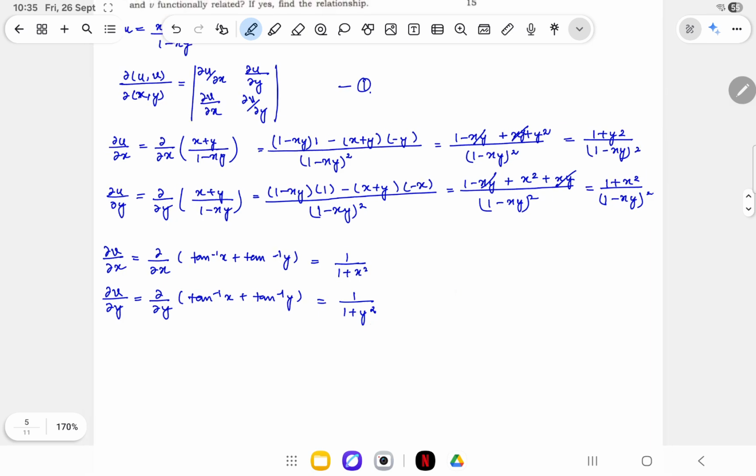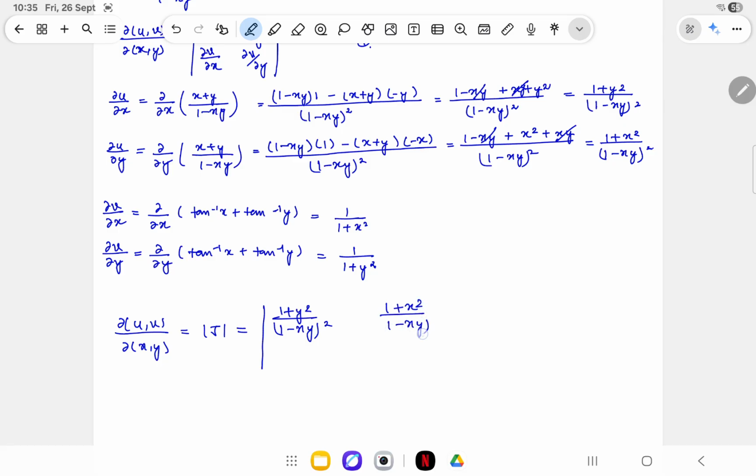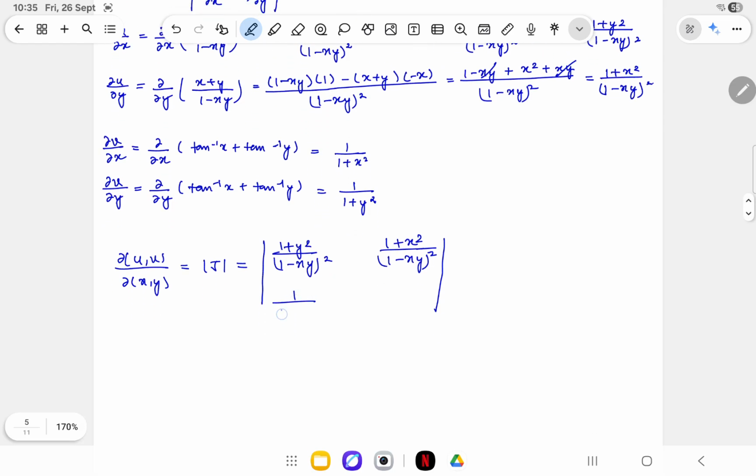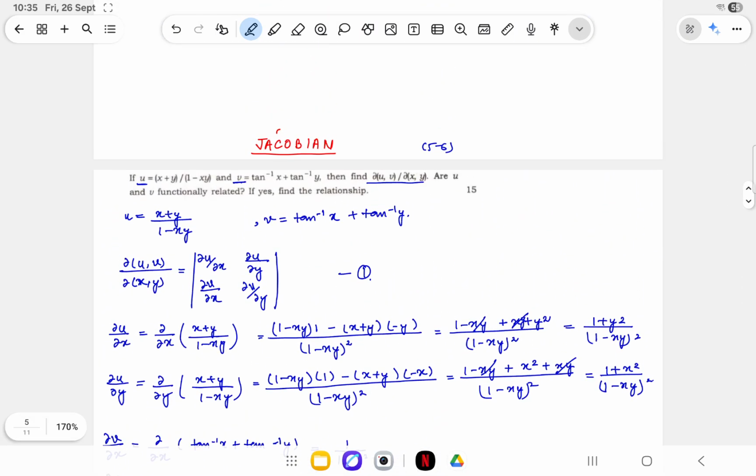Now let's plug all 4 of these partial derivatives into equation 1. So we'll get ∂(u, v)/∂(x, y), which is basically the Jacobian, and it will be equal to the determinant with (1 plus y square)/(1 minus xy) whole square, (1 plus x square)/(1 minus xy) whole square, and here it will be 1 by (1 plus x square), 1 by (1 plus y square). So this is basically the required Jacobian.